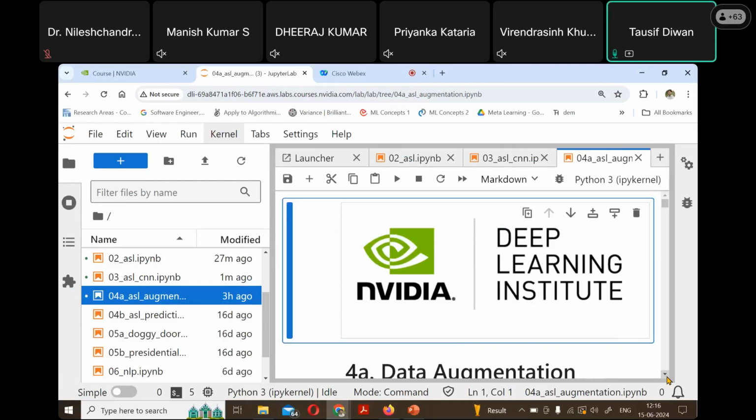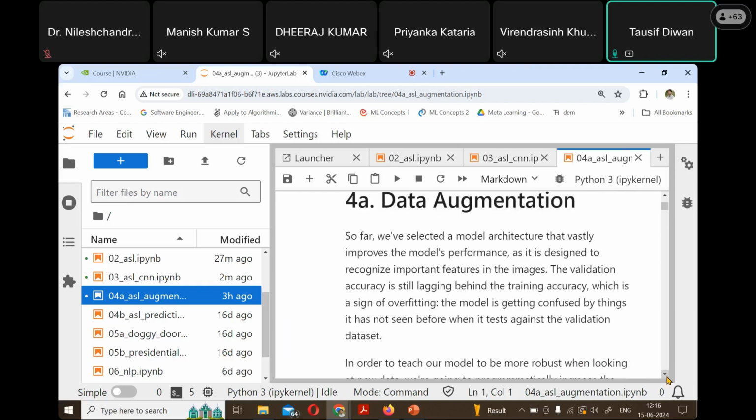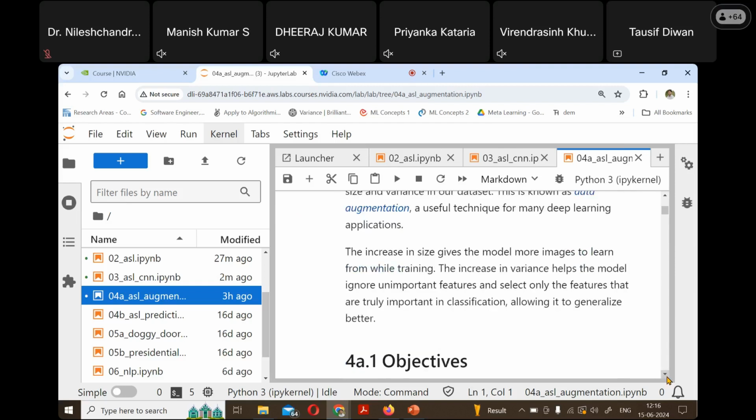In the third, the CNN model is there. In the fourth also, the CNN model is the same. The difference is this: in the third notebook, we are not using data augmentation. In the fourth one, we are using data augmentation. The remaining code would be exactly the same, no difference. Now see, this is data augmentation.